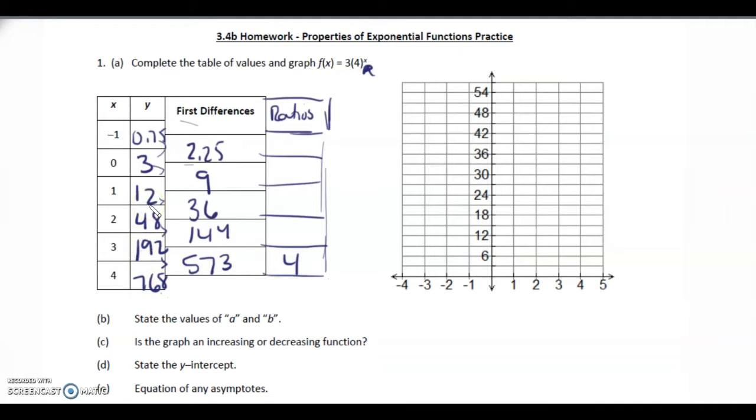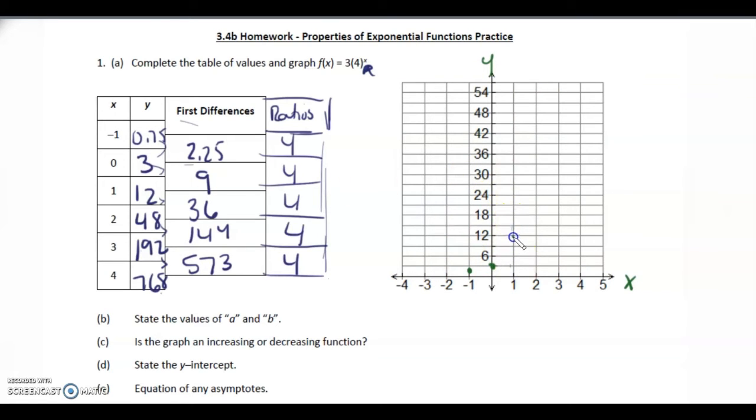192 divided by 48, we get 4. 48 over 12, 12 over 3, and then 3 over 0.75. So we know that it's going to be exponential. Let's go to the graph and graph this. So -1, 0.75, and then 0, 3. The x-axis goes up by a scale of 1, and the y-axis goes up by a scale of 3.